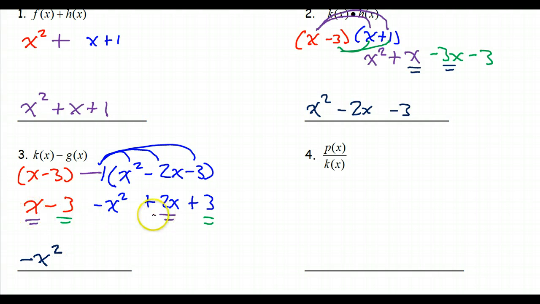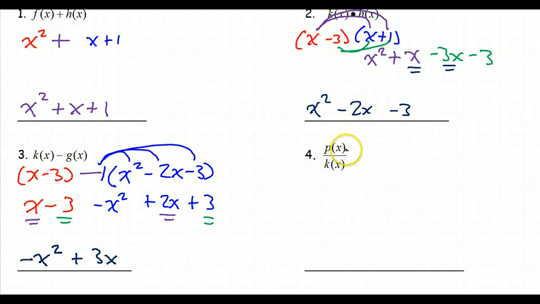And then now x plus 2x, that's 3x. Now, like I said, -3 plus 3, that's 0, so we're not going to write that down. So this would be the final answer for number 3. Again, there's no denominator or anything, so we don't need to worry about domain restrictions. There are none.